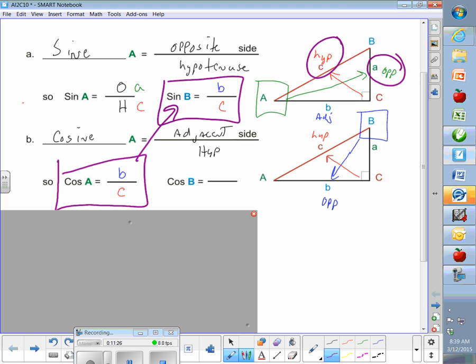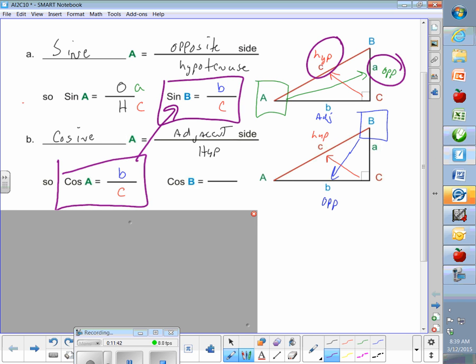You'll get the same numbers. Punch in sine 10, punch in cosine 80, same number. Punch in sine 25, cosine 65, same number. Okay? That's the relationship between the sine and the cosine.